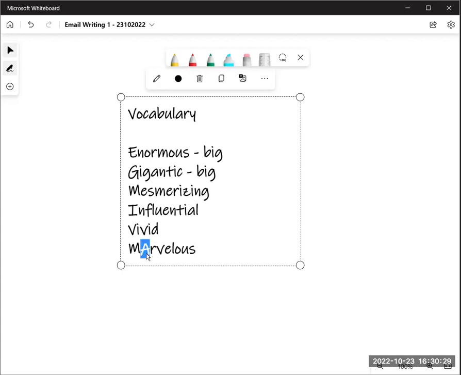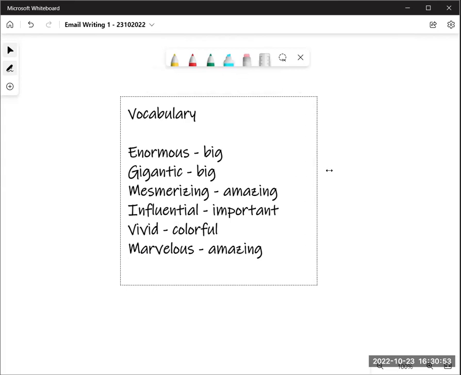Those are good words. What I want to describe is mesmerizing, and marvelous does the job. Mesmerizing instead of, let's say, amazing. Influential instead of important. Vivid instead of, let's say, colorful. Marvelous is in place of, again, amazing.